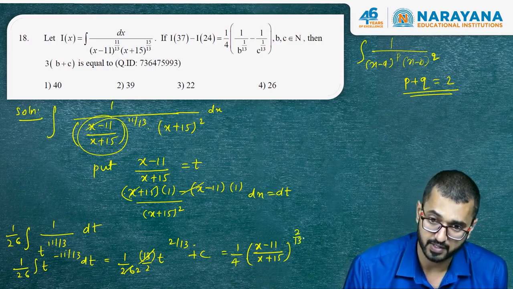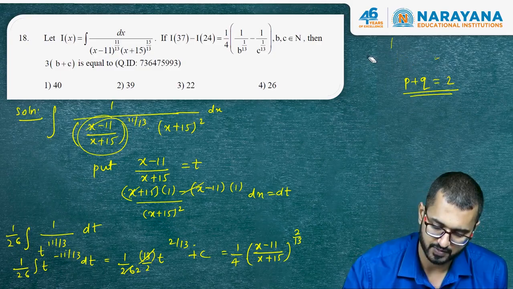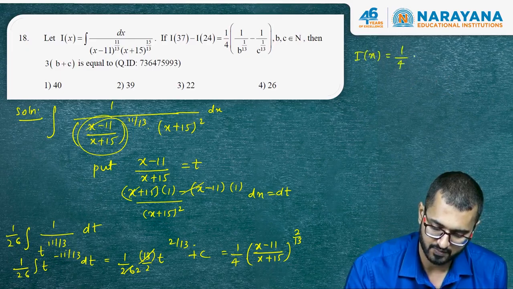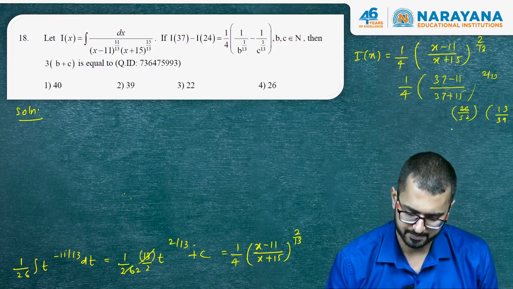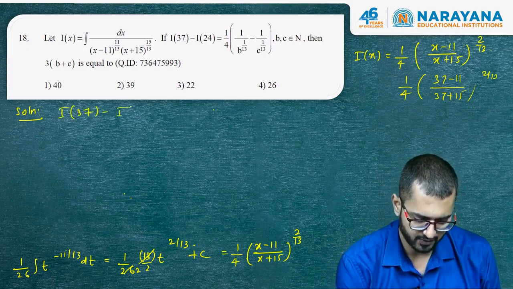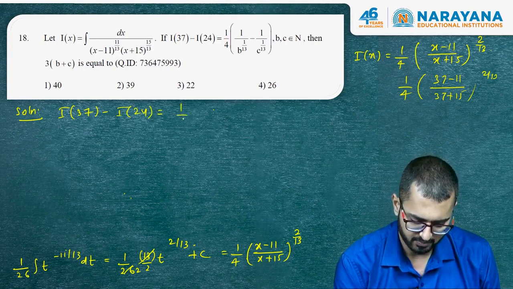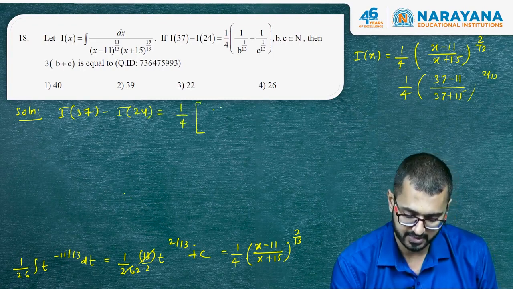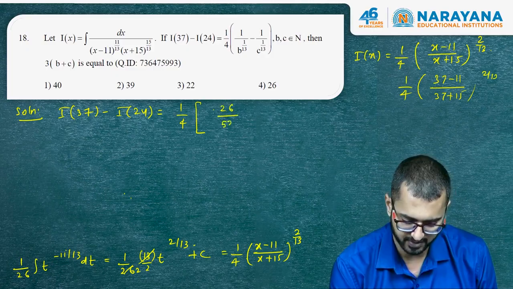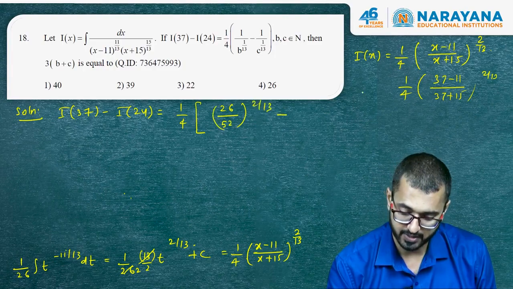That means we got I of x now. So we'll write it down here because we have to solve the other part as well. So I of x now turns out to be 1 over 4, and then (x minus 11) over (x plus 15) to the power 2 over 13. So our answer now becomes I of 37 minus I of 24. So this will become 1 by 4 common, and then 37 minus 11 will give me 26 by 37 plus 15 is 52 to the power 2 by 13. This minus I of 24 we have to write down. So 24, let's write down.